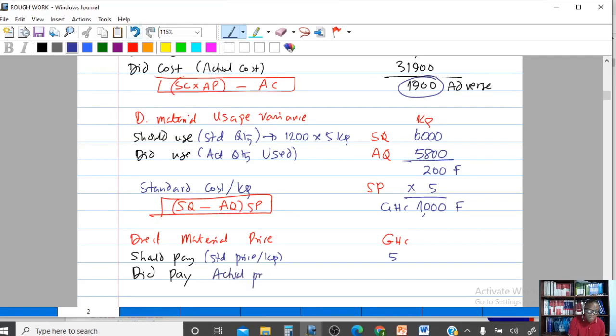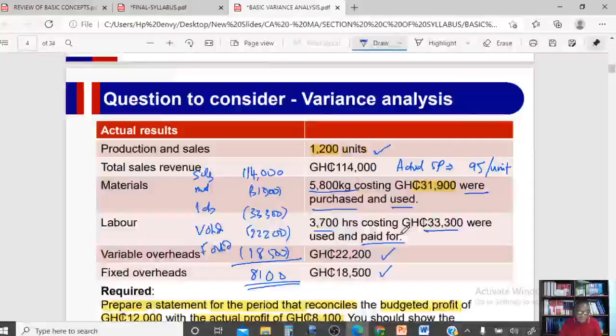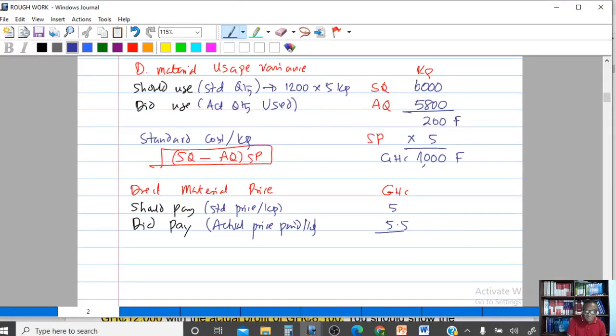Actual price paid per kilogram. Now, how do we get that? I can get this by going to the actuals and saying, all right, if I paid 31,900 for a total of 5,800, how much did I pay for that? Very simple. Then it's about 5.5. Okay, no problem. So this is what I have, 5.5. So meaning that the difference between every kilogram paid was small, and that is essentially adverse.